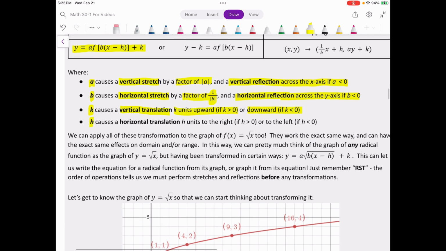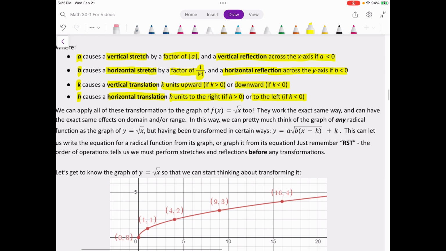Okay, h causes a horizontal translation, h units to the right if h is positive, or to the left if h is negative. And again, we see that here, that x minus h. Reminding us there again, sometimes it looks a little weird because it's like x minus 3, but that means h is positive and it's actually shifting to the right by 3 units. Again, because x isn't isolated. If we wanted to isolate x to see what the effect was, we would end up adding 3 to both sides, and we would see that all x values have actually been increased by 3, moved to the right by 3. You can see that here in the mapping notation as well.